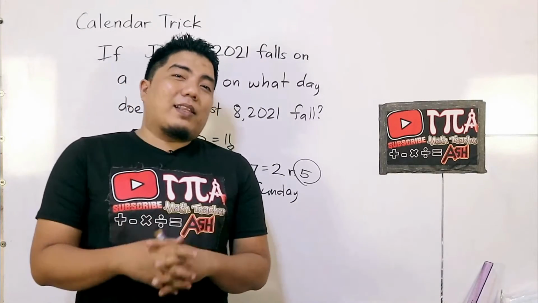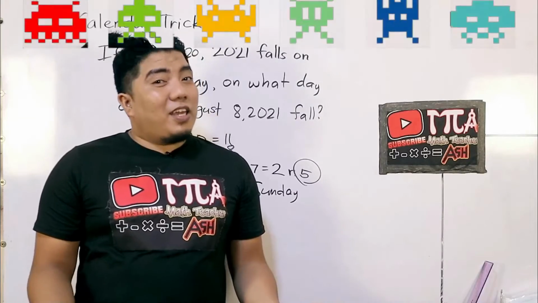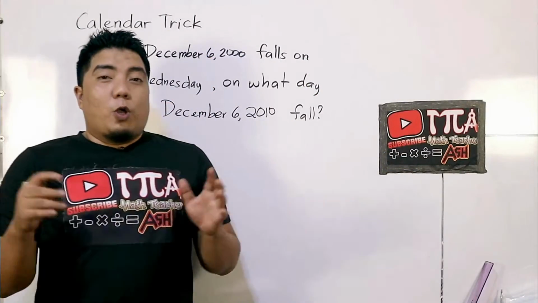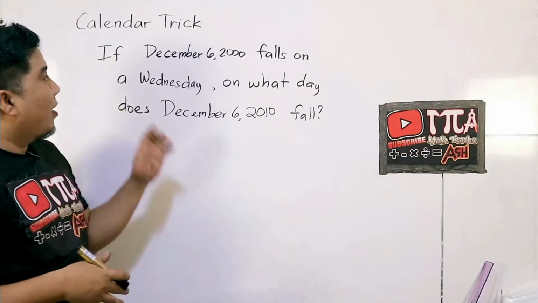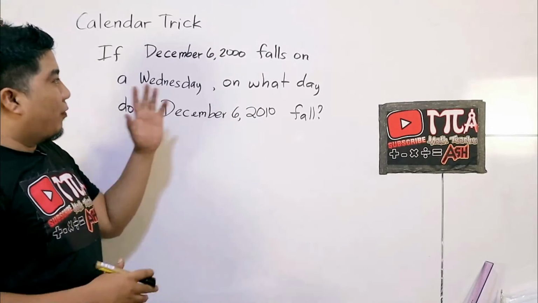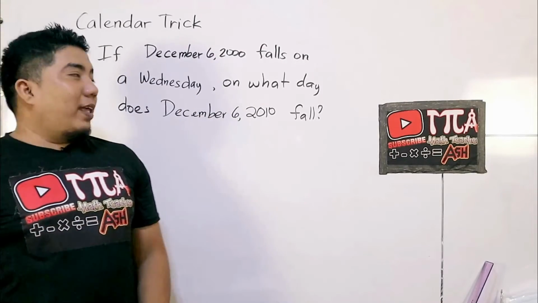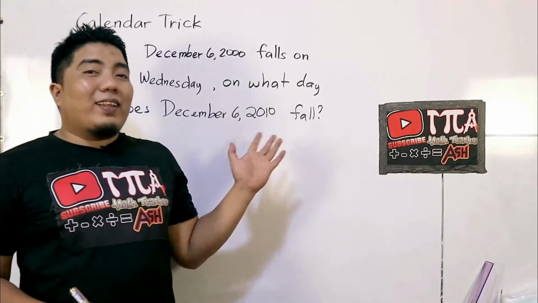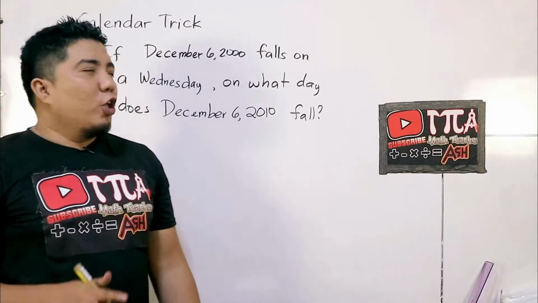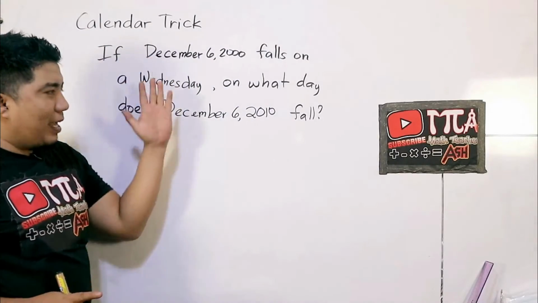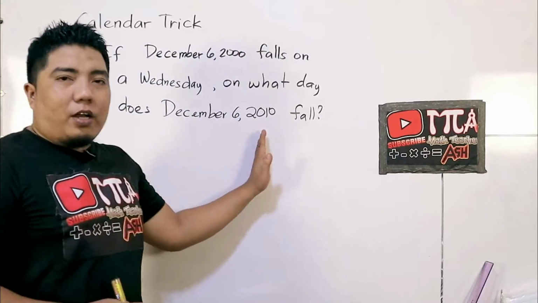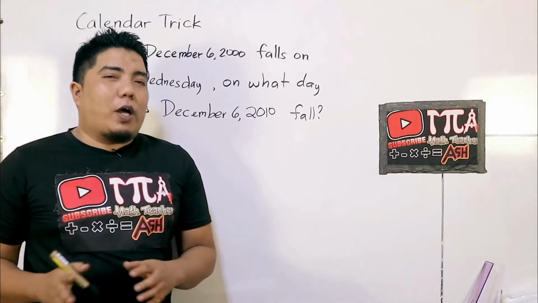So now, let us go to a different year. Okay, math learners, we have here: if December 6, 2000 falls on a Wednesday, on what day does December 6, 2010 fall? Okay, so my dear math learners, we have the same date but a different year. So how do we do this one?